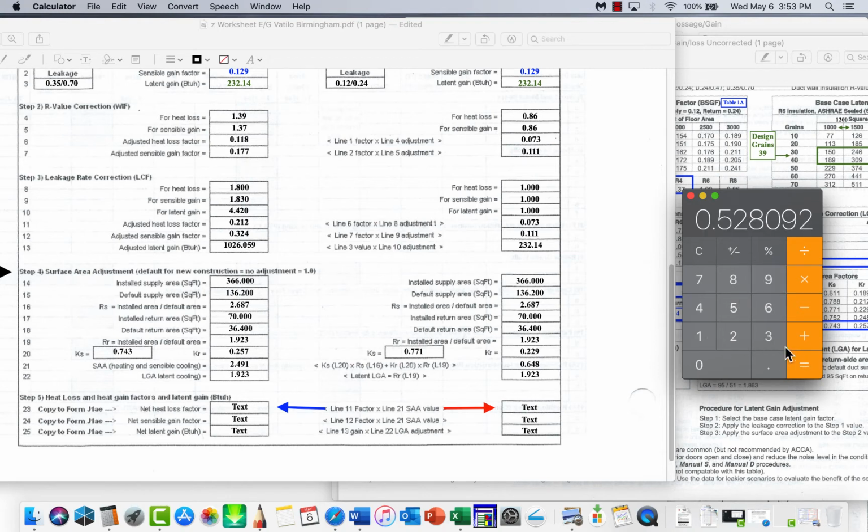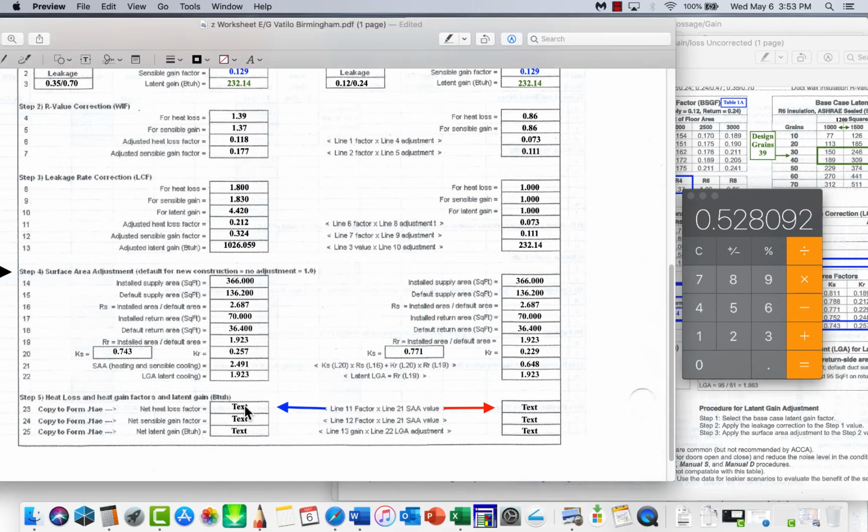2.491. We get this number right here. Net heat loss factor, 0.528, because we're going to round to the thousandths. Okay, now we're going to do the same over here on the corrected side, same thing.